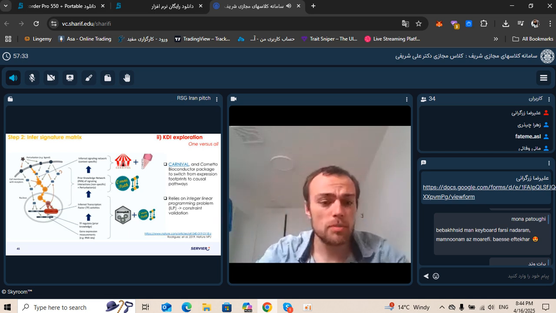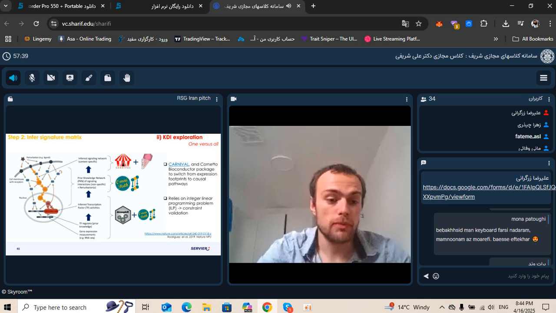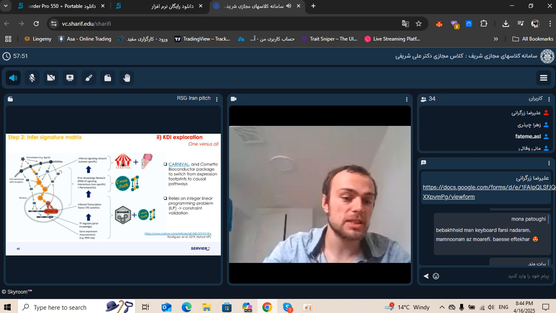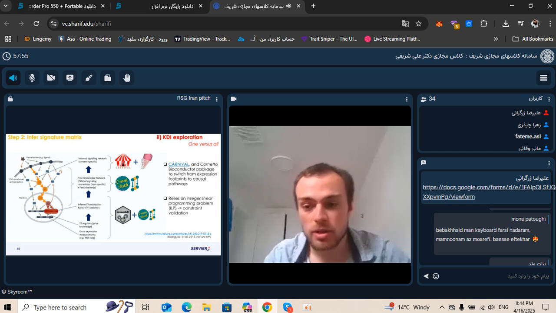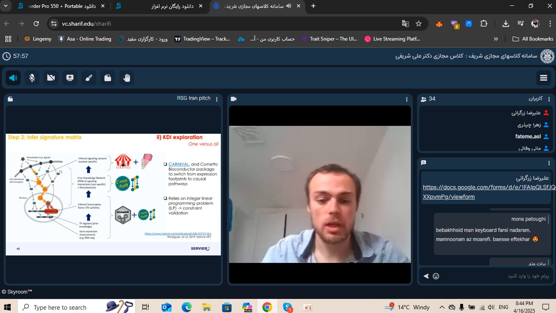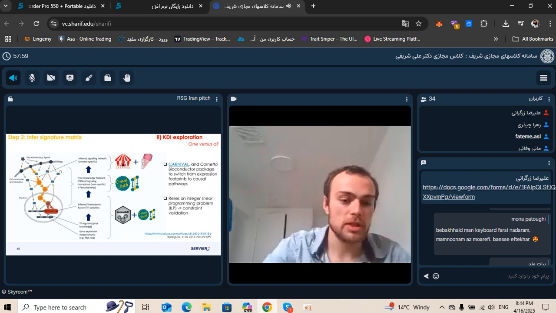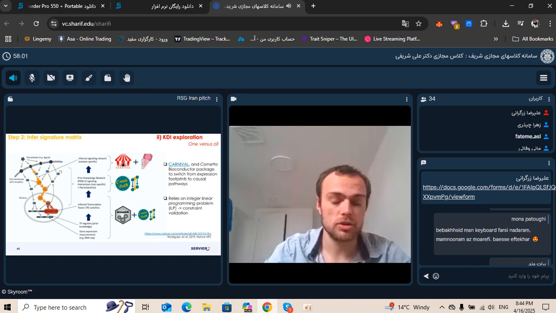Again, another approach, bottom-up, mechanistic-based, is to rely on the known pathway information and to retrieve the minimal subset of pathways and activation factors that could have led to the altered mechanism, or that could have led to the specific phenotype of a given cell type. For example, Carnival and Cornetto did implement this across biological conditions.